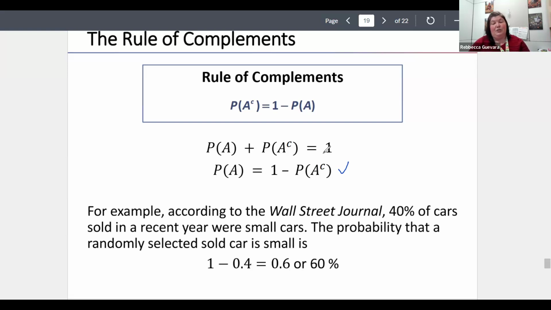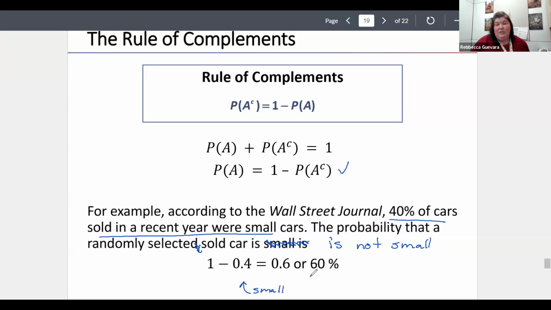For example, the Wall Street Journal said 40% of cars sold in recent years are small cars. What is the probability that a randomly selected car is not small? If we want to figure that out, we just do 1 minus that 0.4, and we get 0.6.